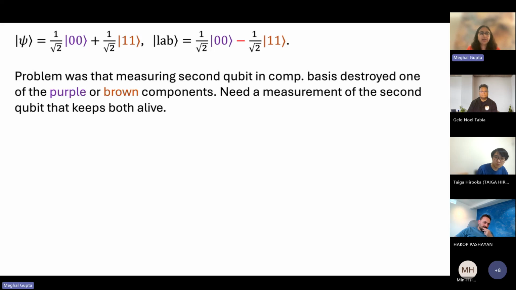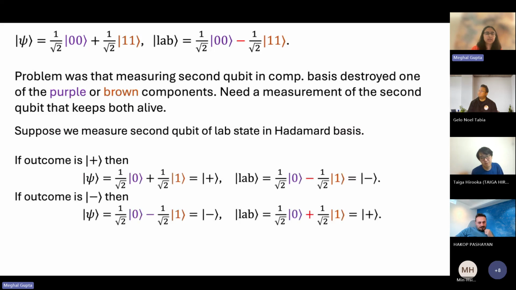So the reason that happened was because our measurement killed the minus sign. When we measured the second qubit in the computational basis, regardless of whether we got a 0 or 1, we killed one of the purple or brown components. We only left one of them alive. What we need is a measurement of the second qubit that keeps a bit of the purple and the brown alive in both cases, because then we can run a test on the first qubit that will detect if they're in phase with each other or not.